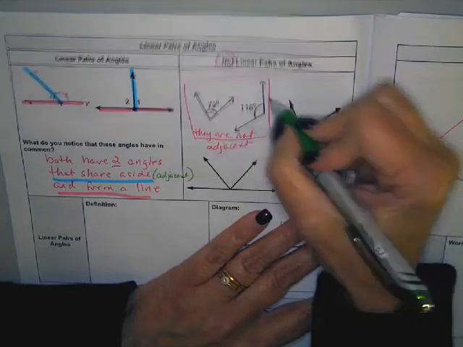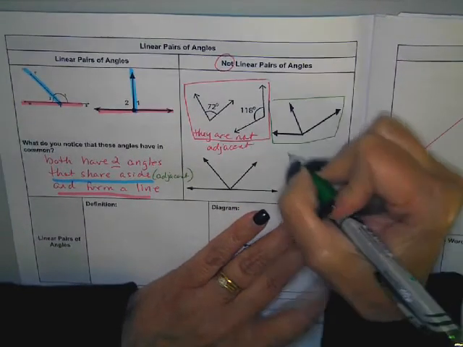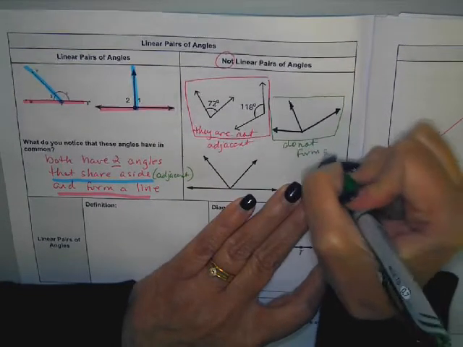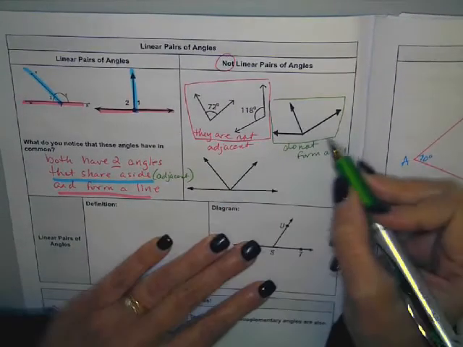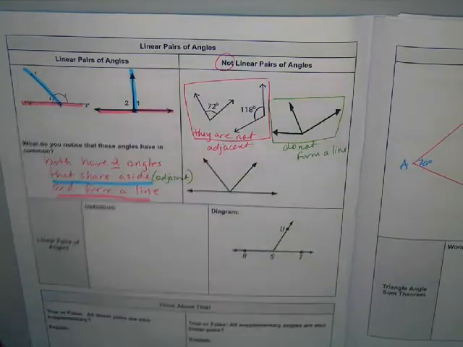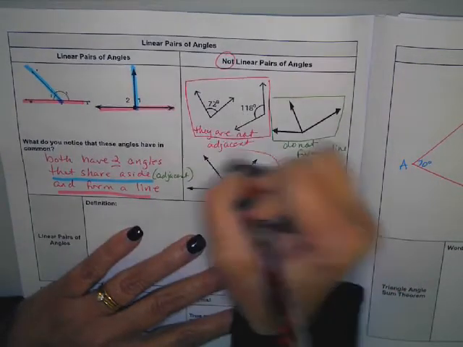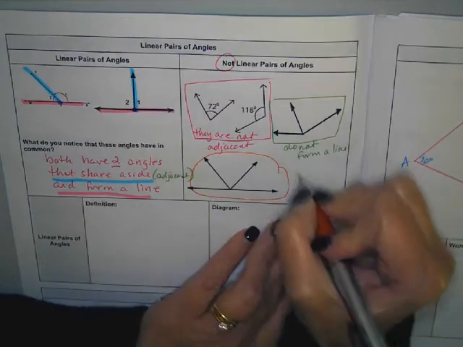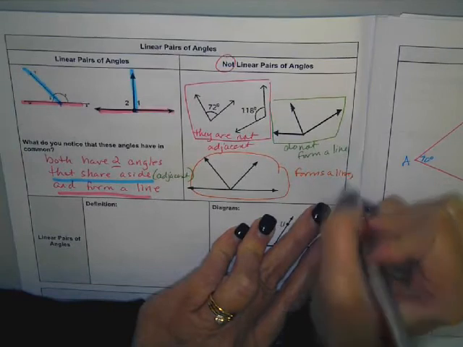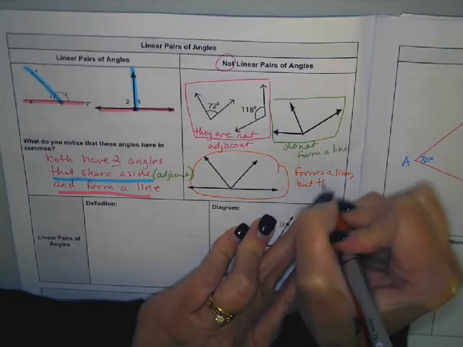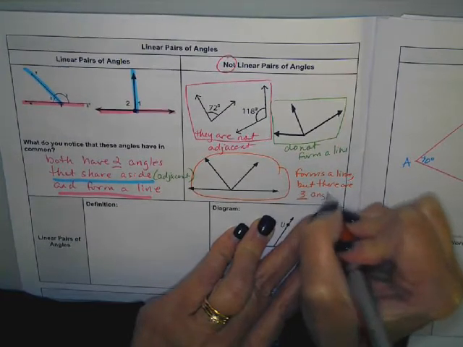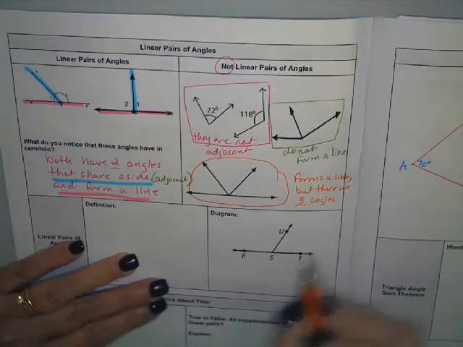This pair of angles do not form a line. They are adjacent, but they don't create a line. And the problem with this set is this set forms a line, but there are 3 angles. Therefore, they are not a linear pair.